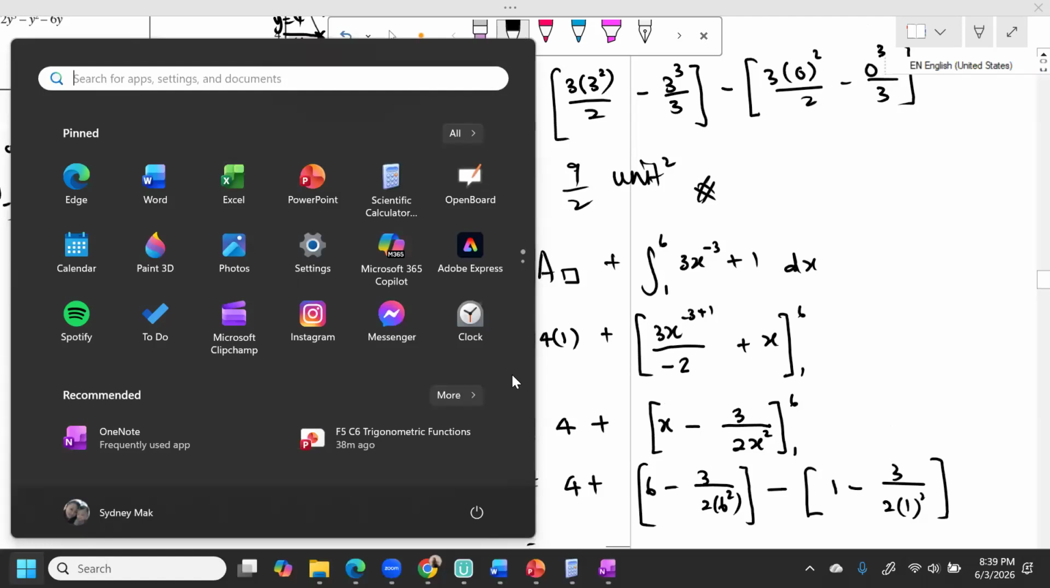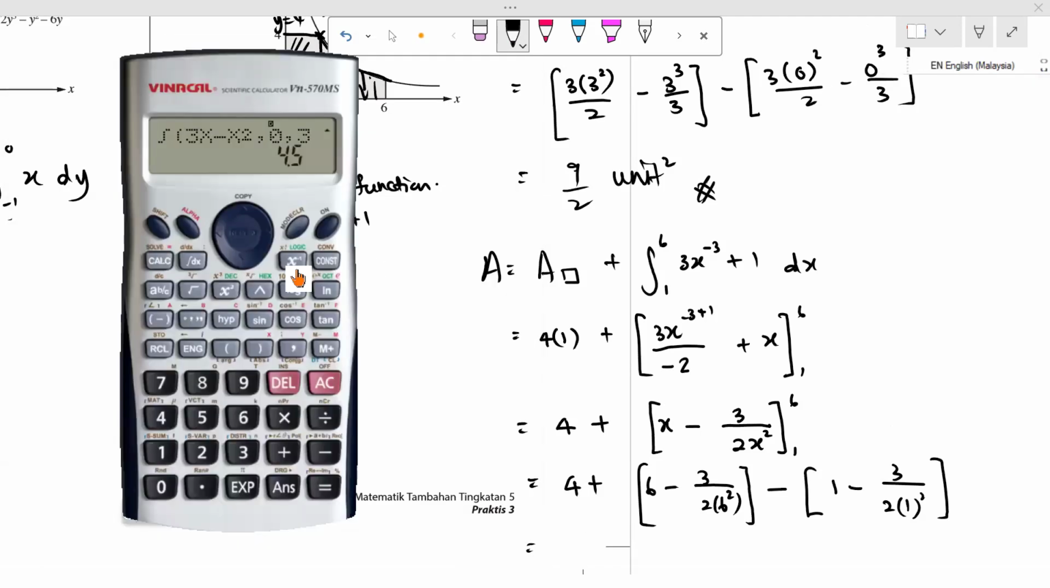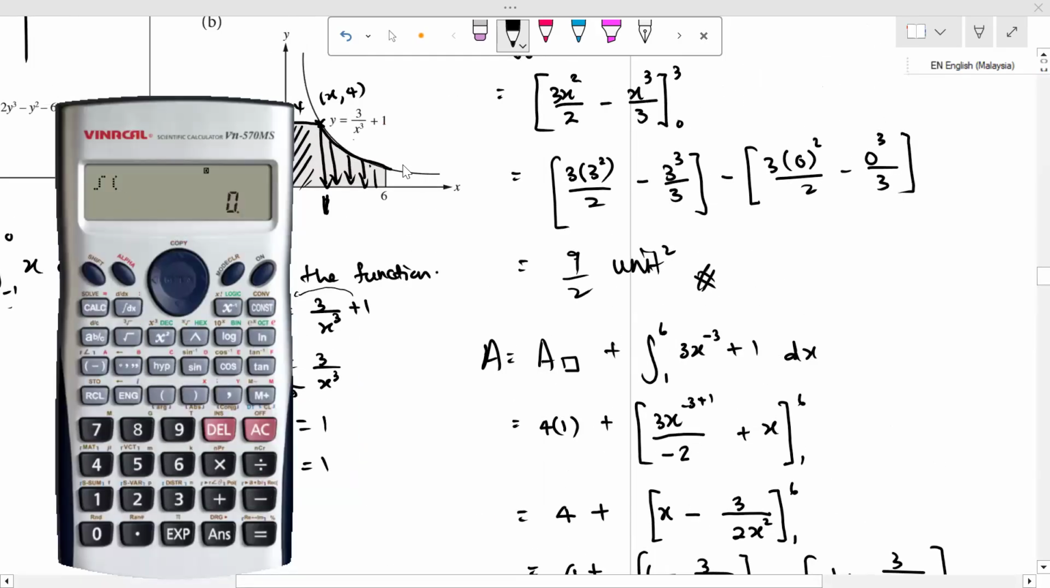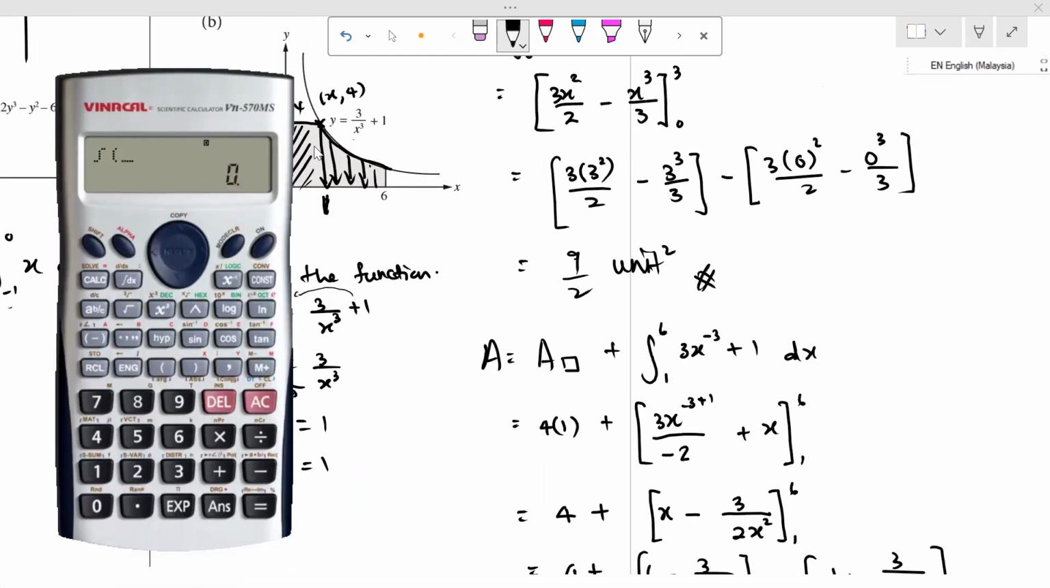Okay, let the calculator do the job. Now, how do we key in? What to key in? 3 over x cubed, isn't it? Your y is 3 over x cubed. So when you key in, you got to be careful. So it is 3 over x cubed, and then the whole thing plus 1. The lower boundary is 1. Upper boundary is 6.